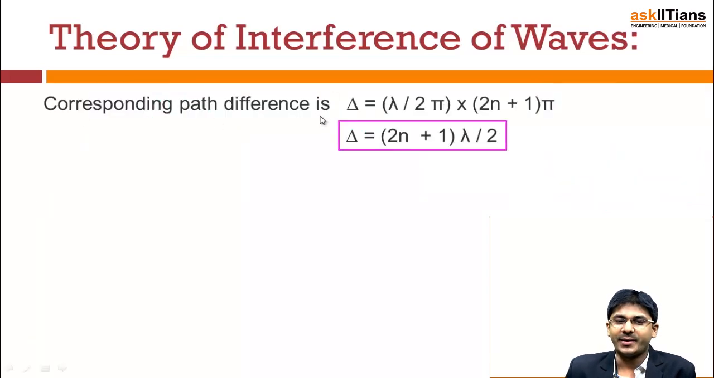What is the corresponding path difference? Again similarly you have lambda by 2 pi into (2n plus 1) pi. So we get this. We have simply converted it in terms of wavelength lambda, and we know that 2 pi radian is equal to 1 lambda. So you can convert between these two.